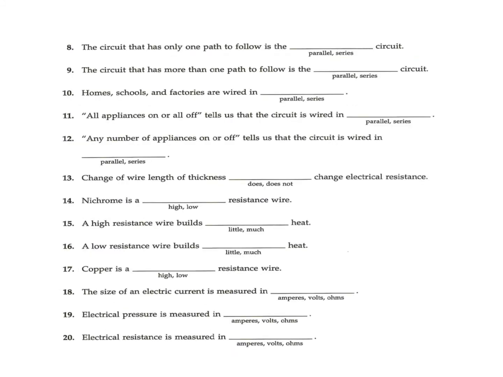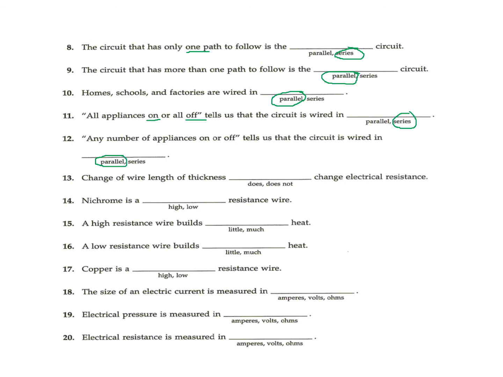The circuit that only has one path to follow is series. More than one path will be parallel. Homes, schools, factories are wired in parallel because I don't want one room to go off and the entire building to go off. I want one room on, one room off. If all appliances are on or all off, that's a series circuit, like street lights or Christmas lights. Any number of appliances on or off tells me the circuit is parallel. So I could have some off, some on, that's parallel.